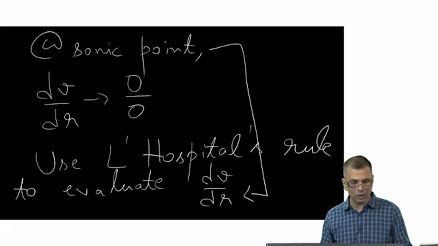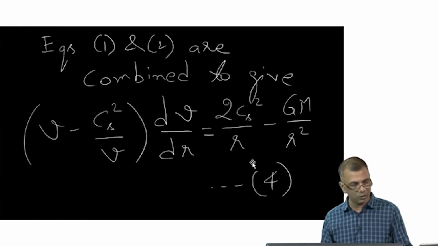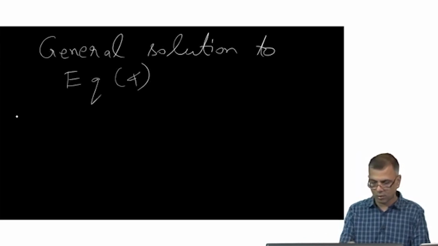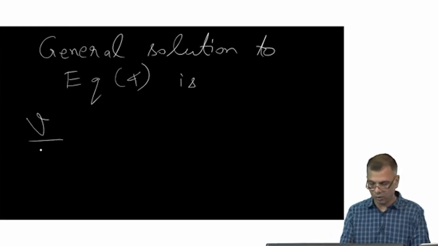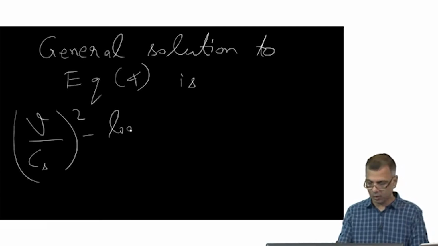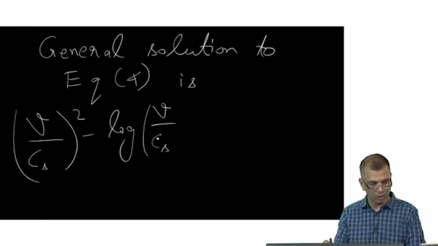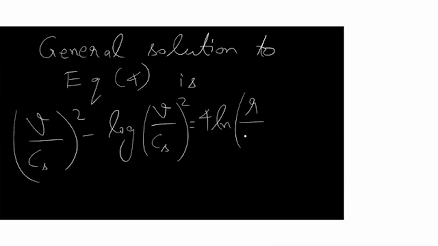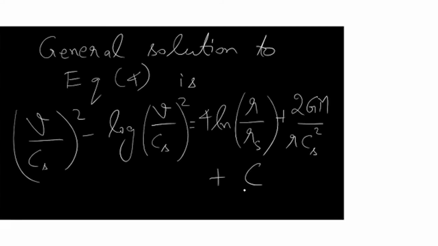Now, the general solution to equation 4, this is the main governing equation, is V squared over 2 minus Cs squared log V over V sonic, you can verify this, plus GM over R equals C, where this is the constant of integration.